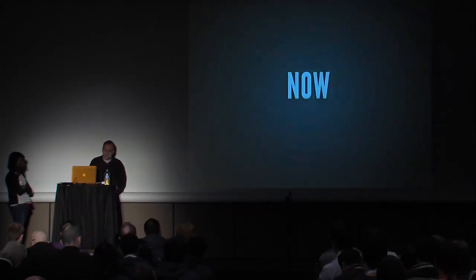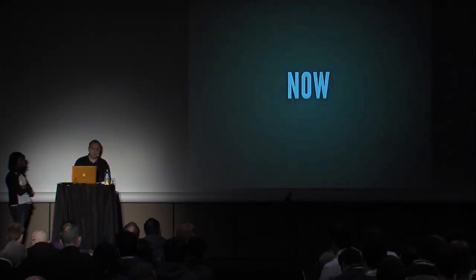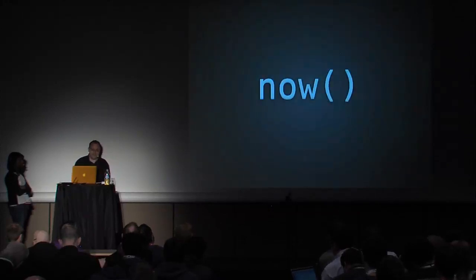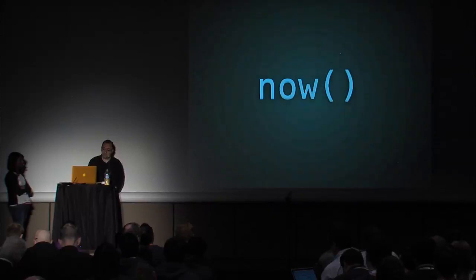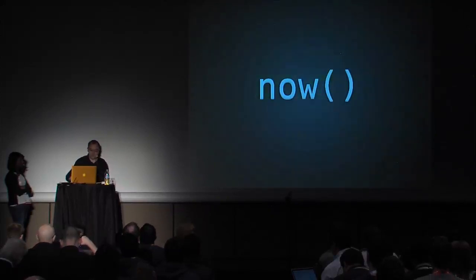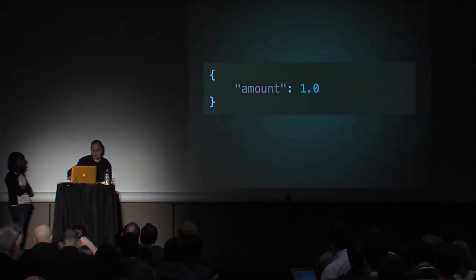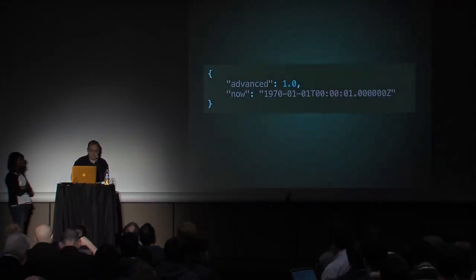Appropriately enough, since I'm talking about things now and things in the future, the behavior control I'd like to talk about that Mimic has right now is the ability to control time. That is to say, when you do something against Mimic that will take some time, such as building a server, time does not actually pass for the purposes of that operation. Instead of simply waiting 10 seconds, you can hit the out-of-band tick endpoint, like so. It will tell you that time has passed, like so.